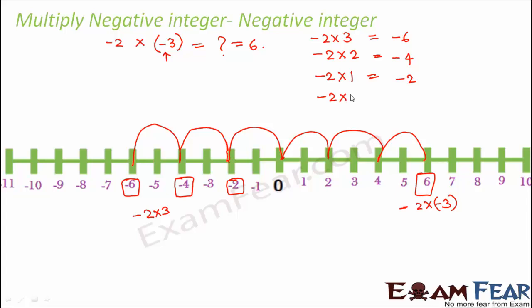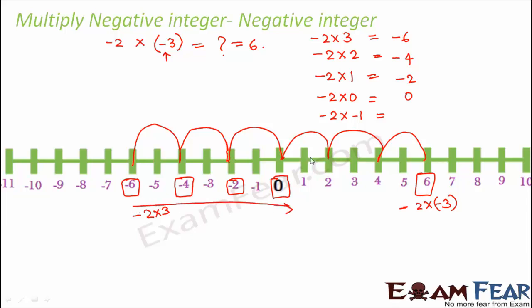What would be minus 2 multiplied by 0? That means you are not adding minus 2 at all. So in that case, you remain at 0. You start at 0 and you stay there. So the result would be 0. Now minus 2 into minus 1. Now see, gradually what is happening? You are gradually moving towards this side of the number line.